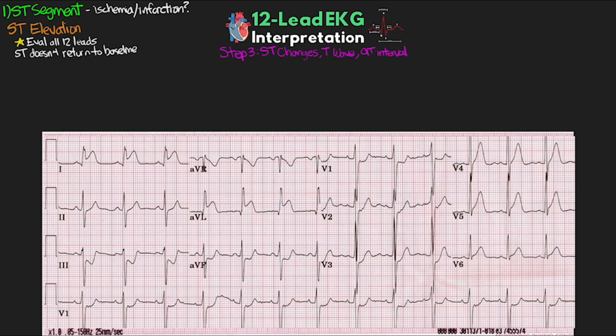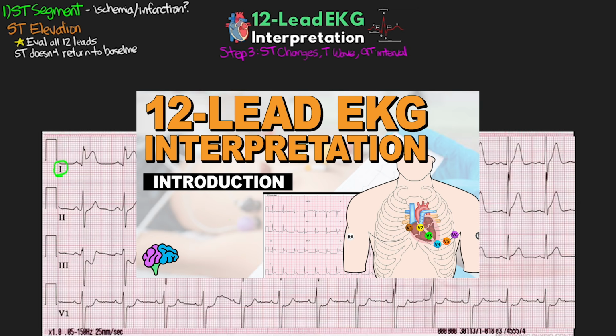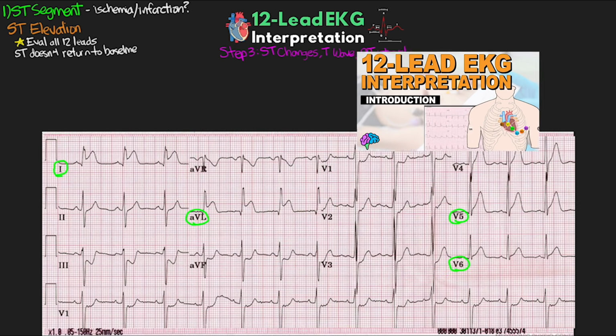In this example, we have a lateral MI with good ST elevation in leads 1, AVL, as well as in V5 and a little bit in V6. And these are going to be all of our lateral leads. Again, I'm going to link to a lesson that I already did where I covered this information. So if this sounds foreign, make sure you watch that lesson there.